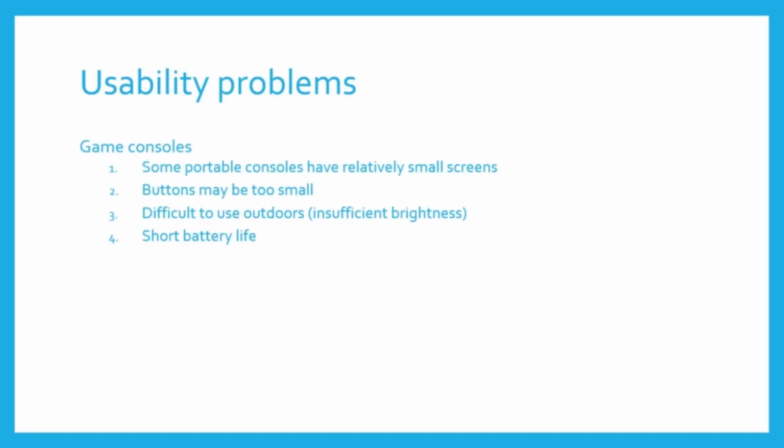For gaming consoles, maybe the relatively small screens for some portable consoles may cause problems for viewing the game. The buttons may be too small, so that the control of it is made more difficult. And for most gaming consoles, because of the insufficient brightness, it is quite difficult to use outdoors. And finally, short battery life makes it difficult to carry some games around or use it for longer periods of time.